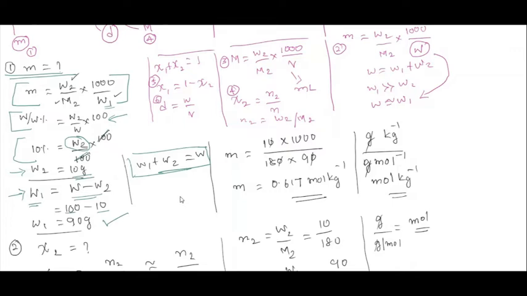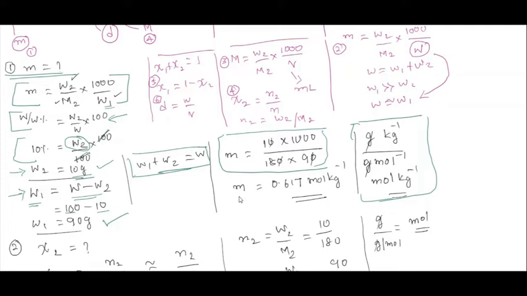So we can make use of this formula. Therefore, m is equal to, in place of W2, you put 10 grams, and you can work out the unit also, gram, into 1000, divided by M2. M2 is nothing but 180. And what about this? This is 90, because W1 is equal to 90 grams, so I have substituted 90 grams.